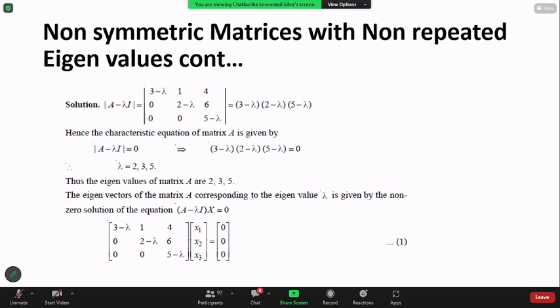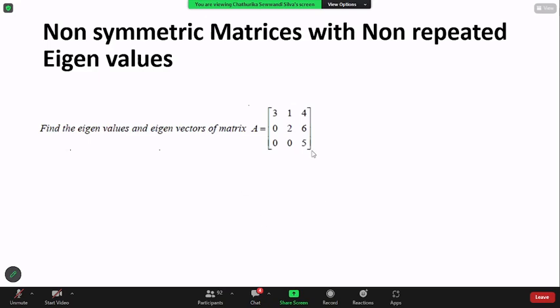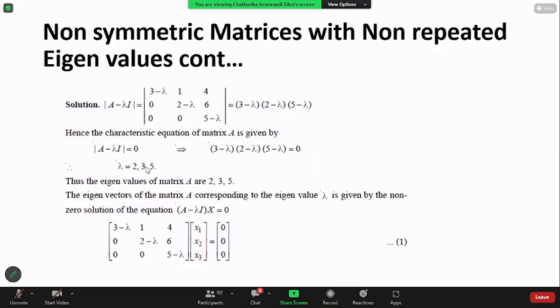Right. Okay. Now we are going to compute the eigenvectors corresponding to each of these eigenvalues. What is the eigenvector of 2? What is the eigenvector of 3? And what is the eigenvector of 5? Now you can see, if you check the original matrix, it is non-symmetric. And if you check the eigenvalues, they are non-repeated.